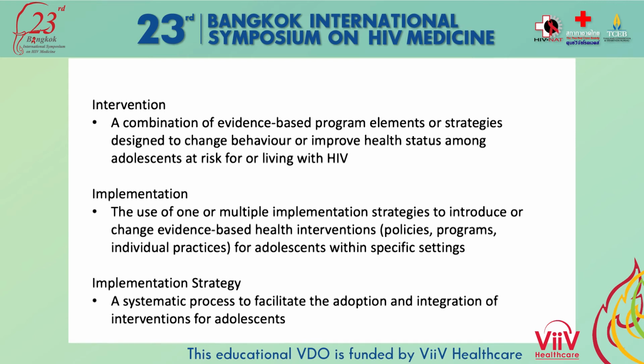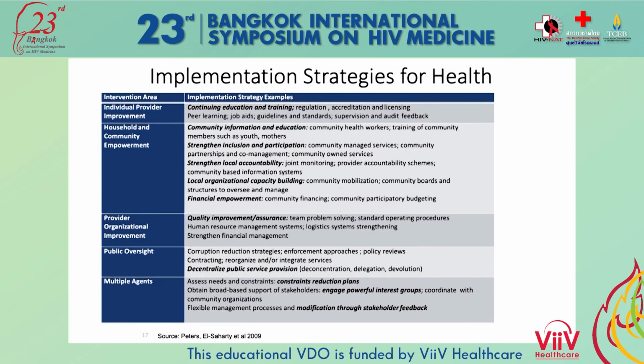I know that feels jargony. So to make that real, an intervention might be, for example, an individual provider improvement. We want a clinician to do better. Well, what is a strategy? Strategy might be different sorts of regulation, continuing education and training, accreditation, better reimbursement, et cetera. So it takes the idea of saying I want to make a provider better into its very specific elements.